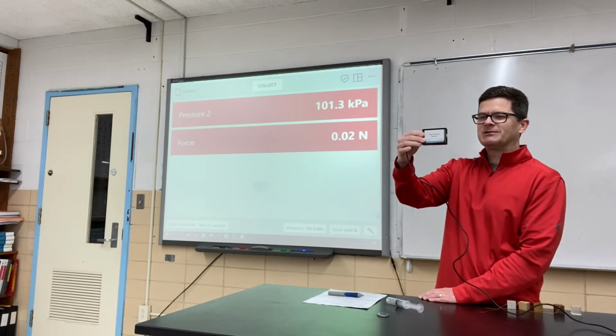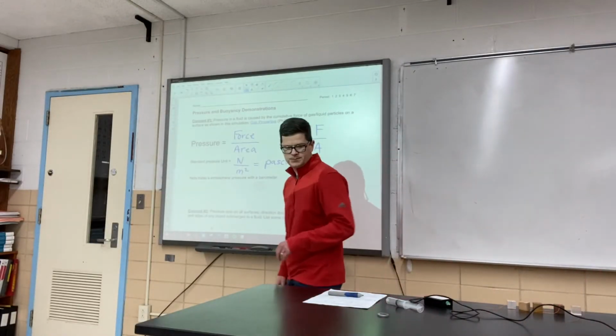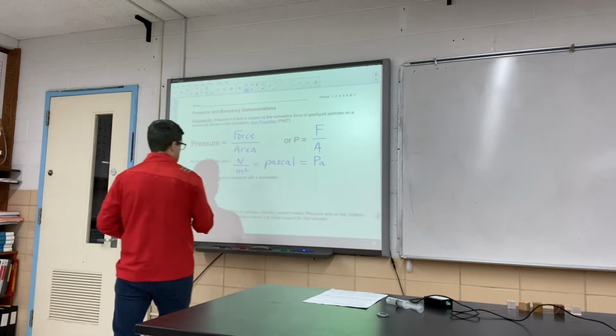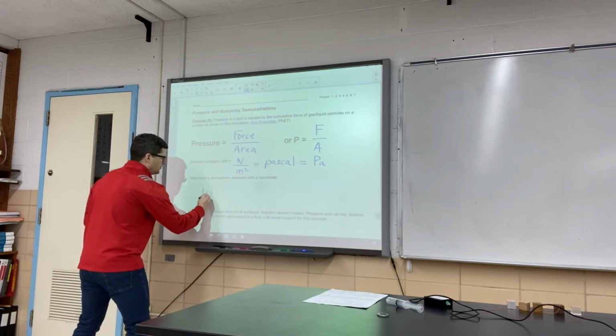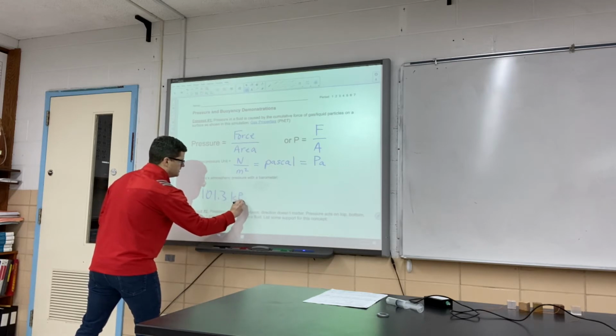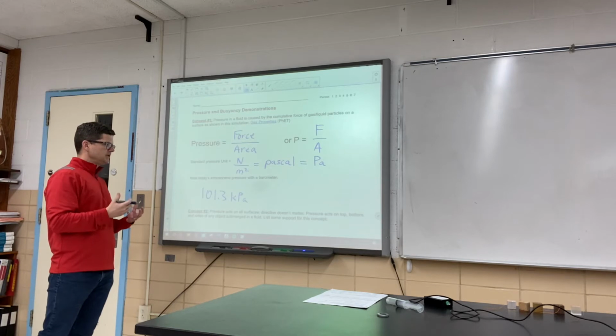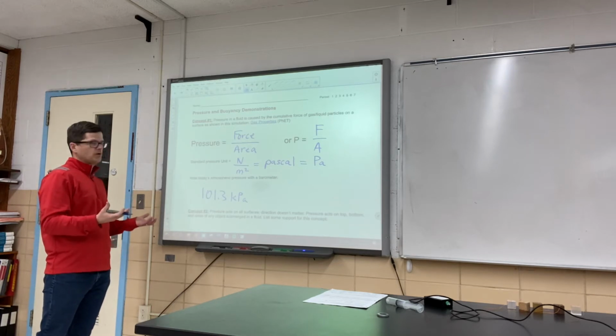And so it is bouncing back and forth a little bit. So today's pressure is roughly 101.3 kilopascals. And again, kilo means 1,000. So that actually is a large amount of force per square meter.